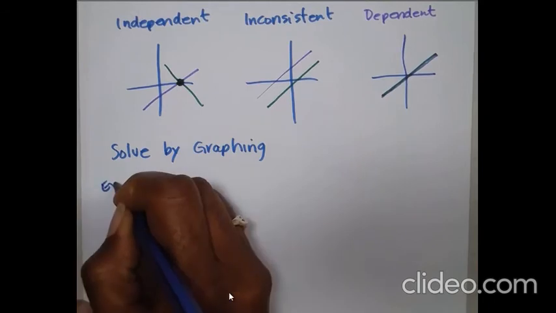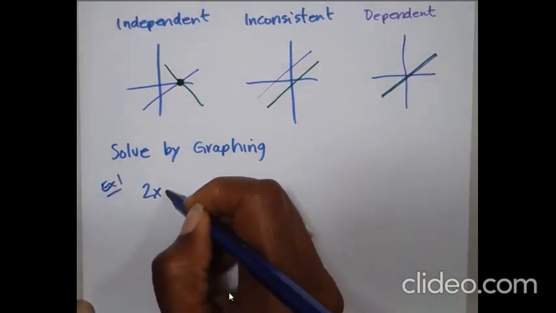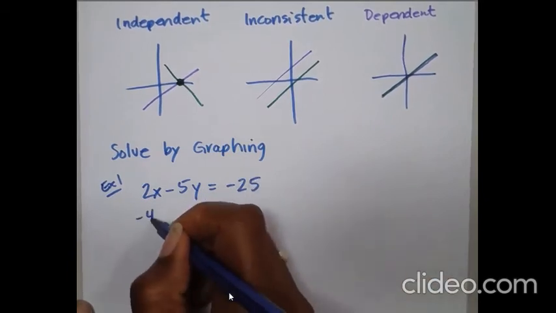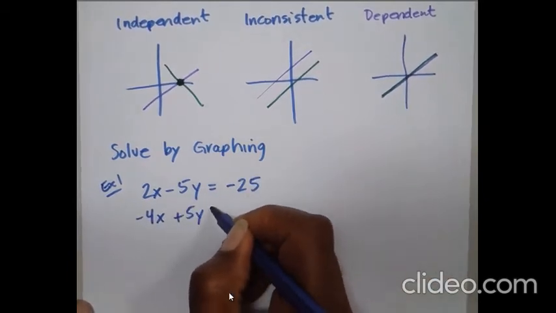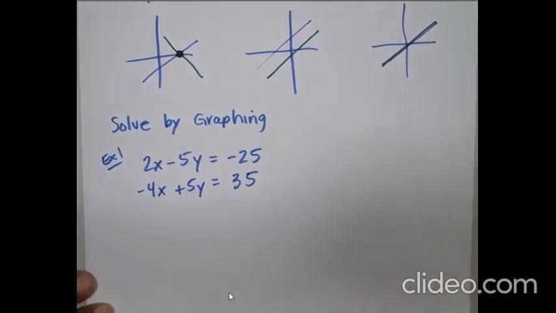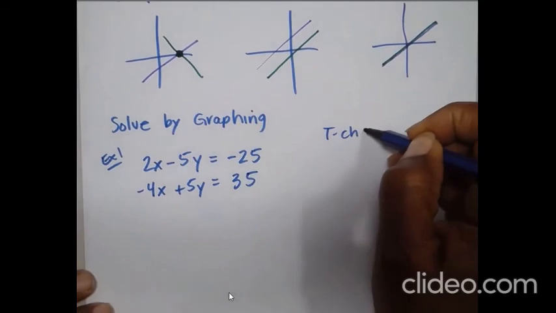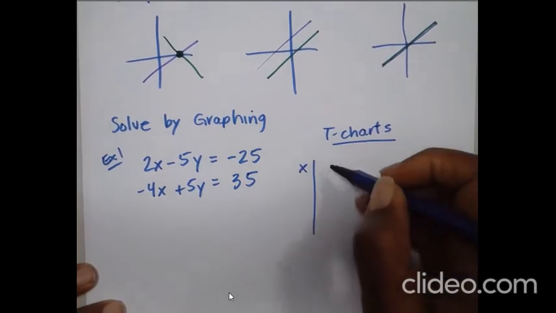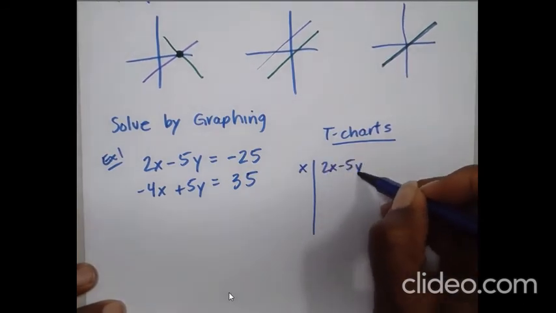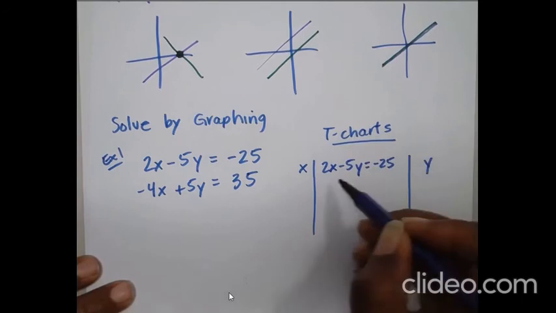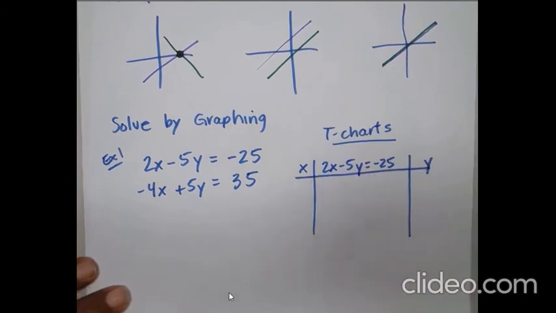two different ways. Example 1, we have 2x minus 5y equals negative 25, and negative 4x plus 5y equals 35. Let's use T-charts. So we're basically going to take this first equation. We'll pick an x value. We've got 2x minus 5y equals negative 25. And when this is all over, we should have some y value on the other end.